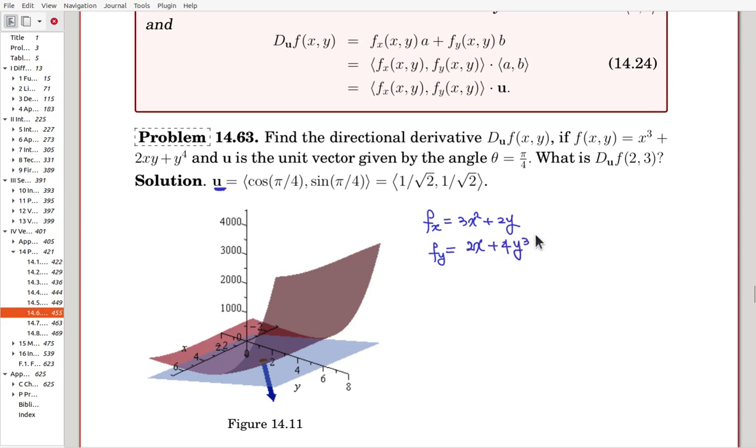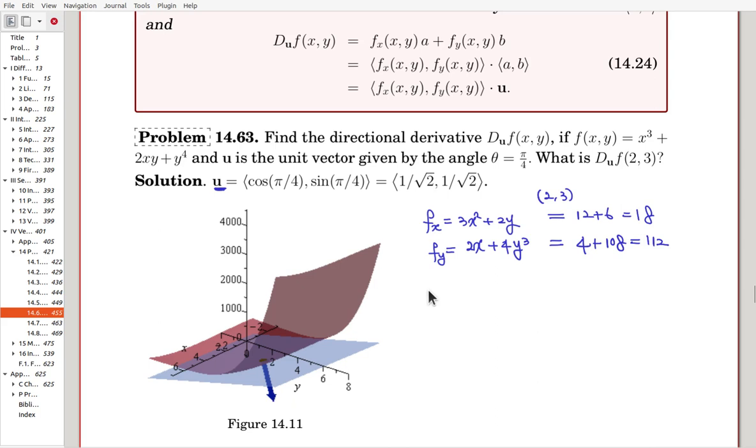cubed. And when we are using the point (2, 3), x is 2, y equals 3, then f sub x will be 12 plus 6, so that is 18. Now for f sub y, 2x is 4 plus 27 times 4, which will be 108. So that is 112.